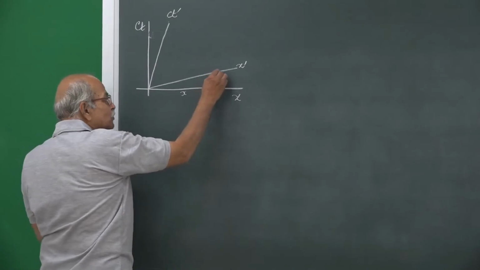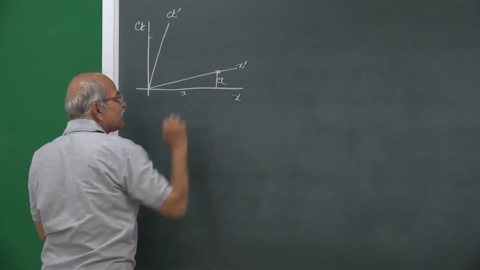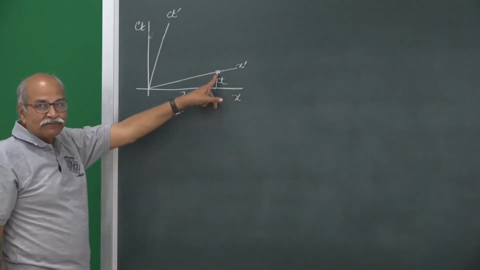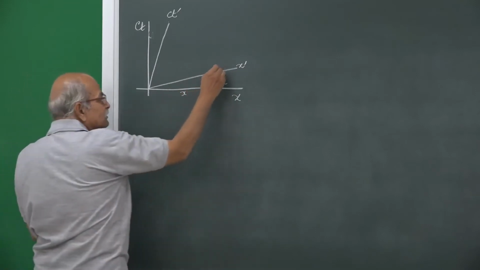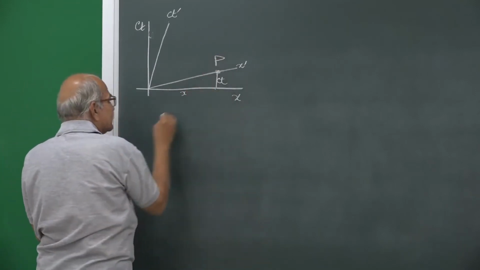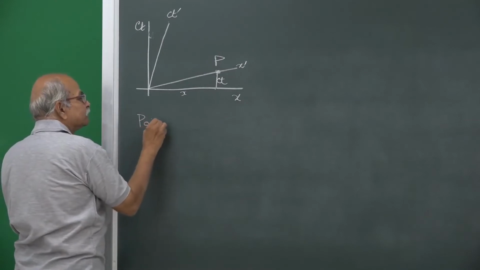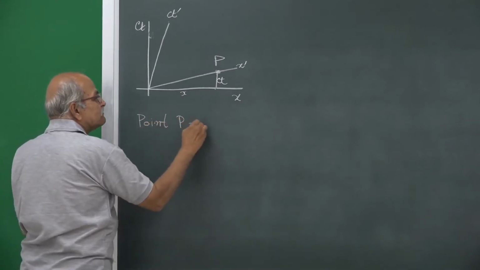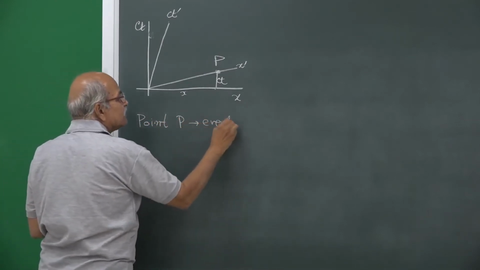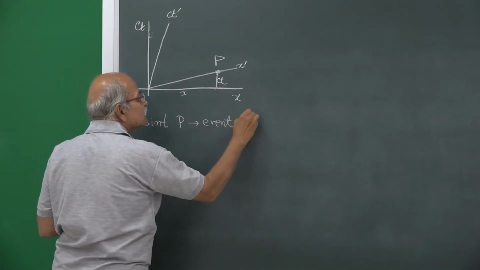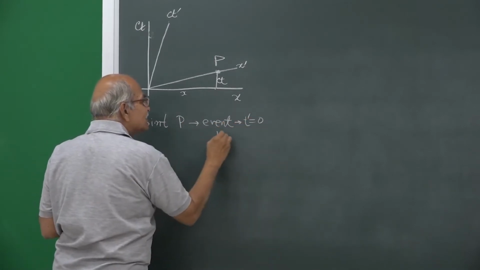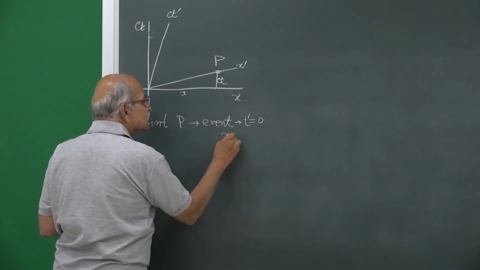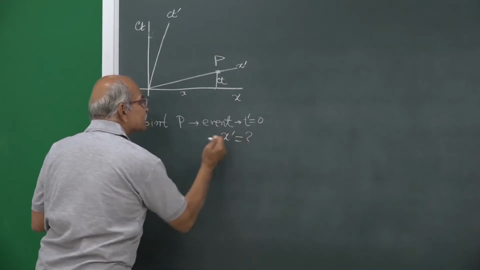But now I want to know, since it is on the x prime line, I know that t prime is 0. For this event, let us call this point P, this point P represents an event, and for that event t prime is equal to 0. What is t? What is x prime? That is the question.